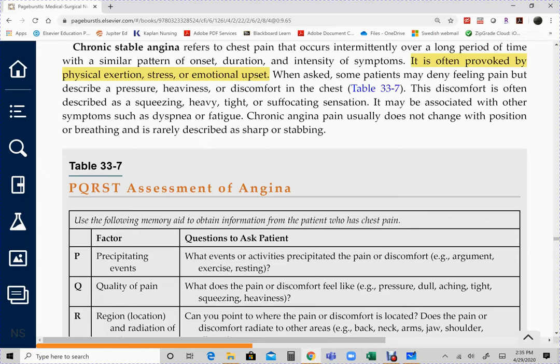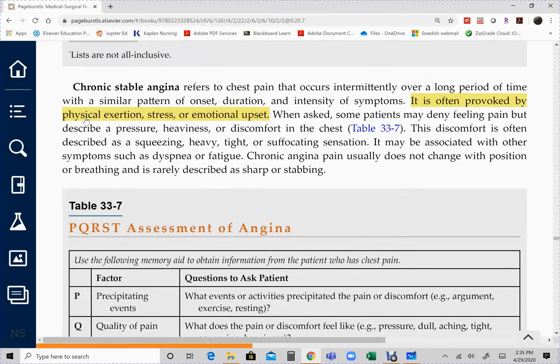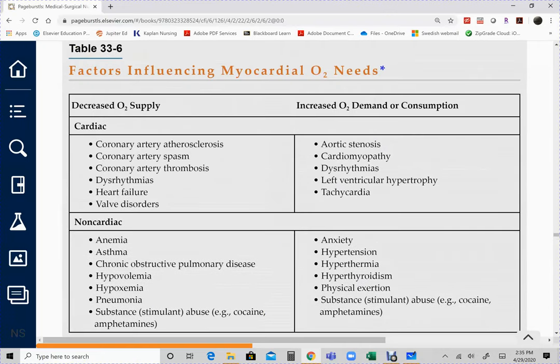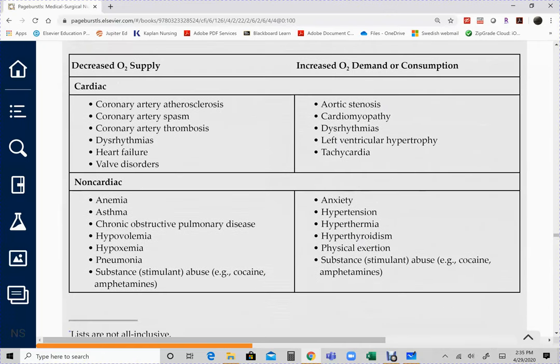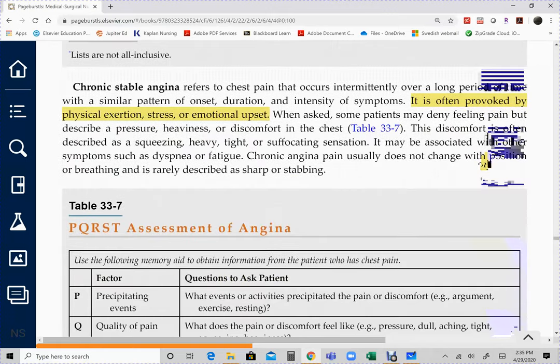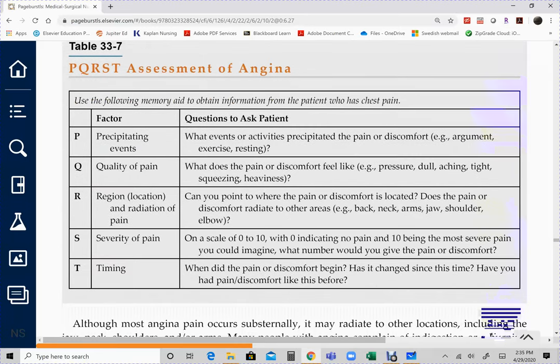Therefore, there is ischemia that results, and when there is less oxygen flow to an area, of course, it will cause pain. So these are the triggers: physical exertion, stress, emotional upset, which are listed here under the non-cardiac causes of increased oxygen demand or oxygen consumption.